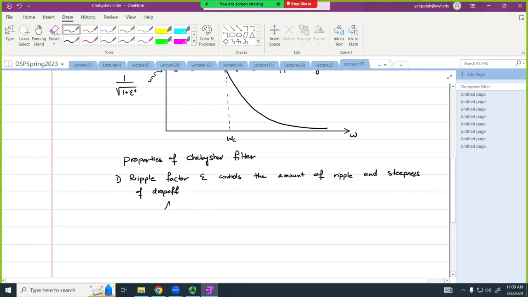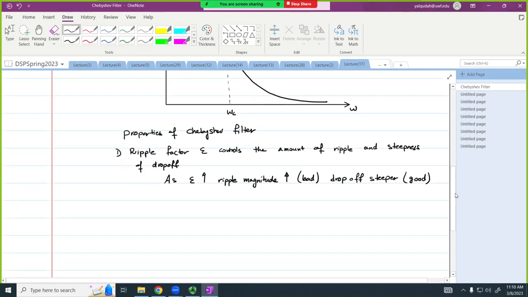So as epsilon increases, we're going to have higher magnitude ripples, and this is bad. However, the drop-off is going to be steeper, which is good. This epsilon factor: the higher it is, the bigger the ripples are, and the steeper the drop-off.